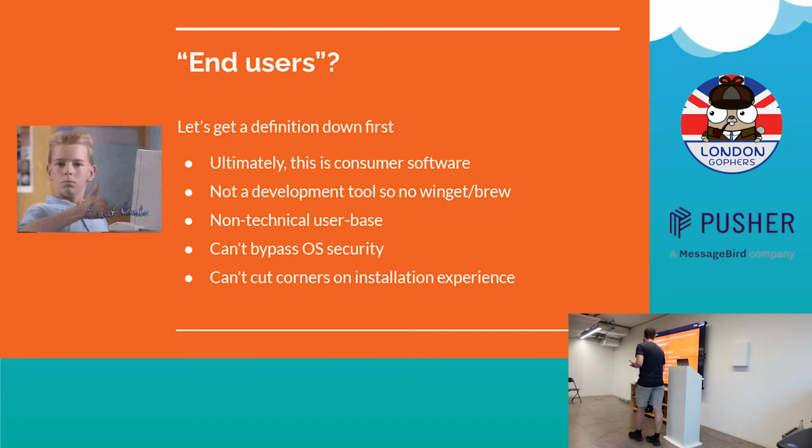I'll get a definition down first. Consumer software, so this is like non-technical people. A lot of the time in the past, I've built development tools, CLI tools, stuff like that. They're really easy to distribute. You get them onto Brew, Scoop, APT, whatever, right? And developers can download this really easily from the command line.